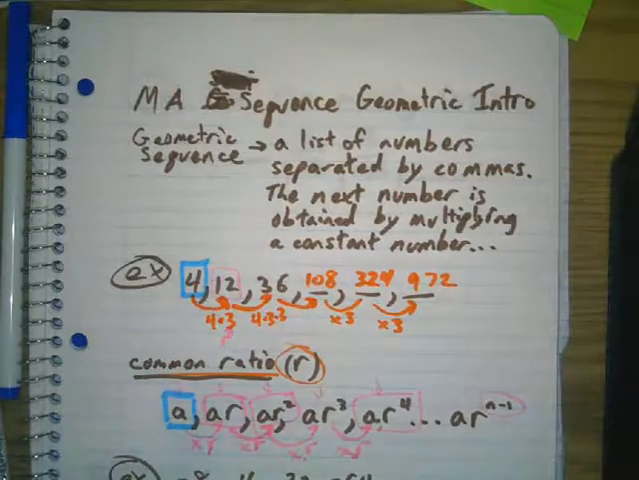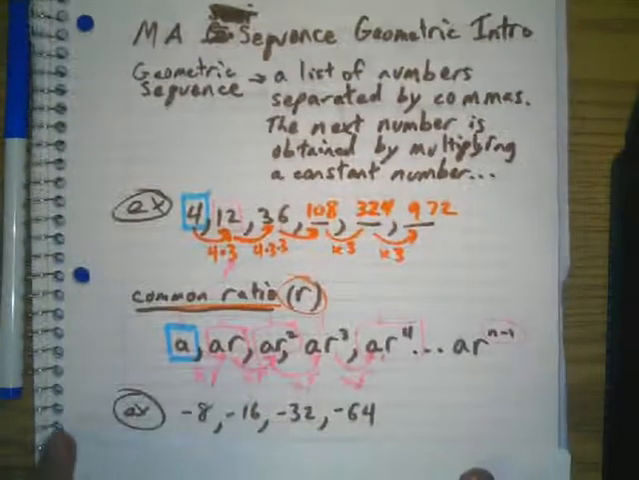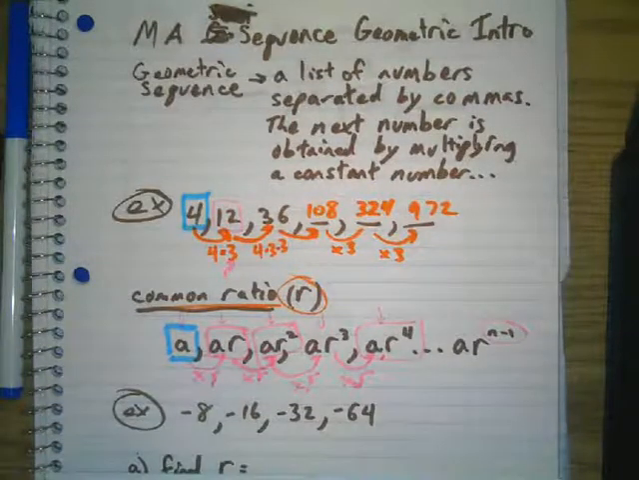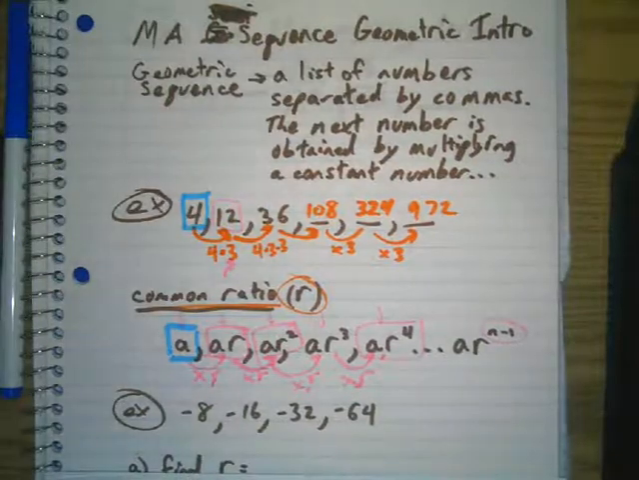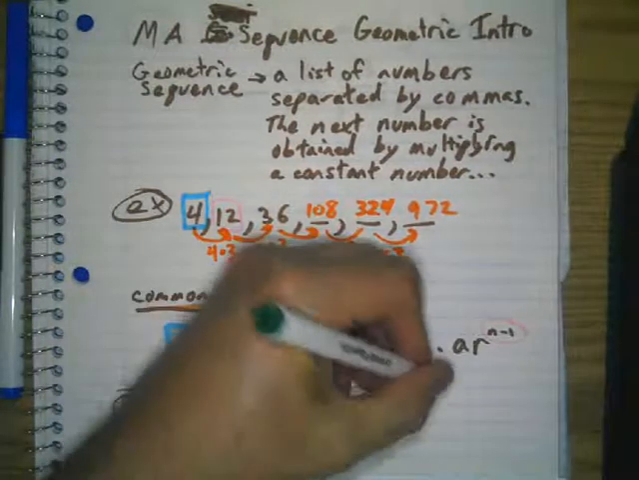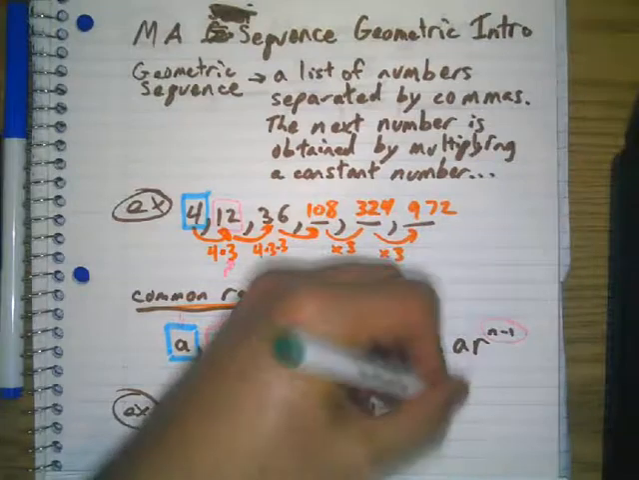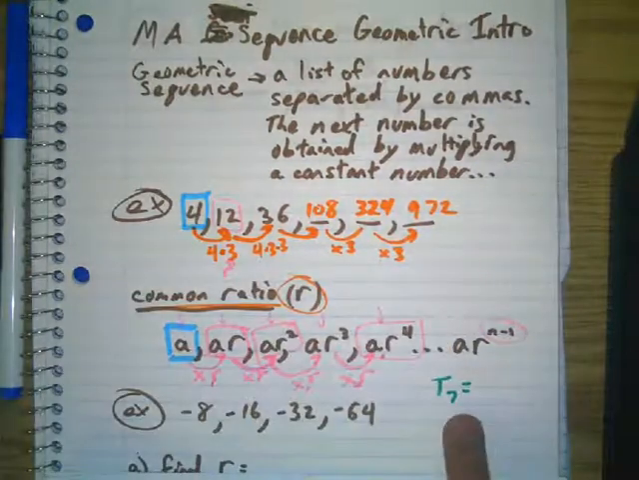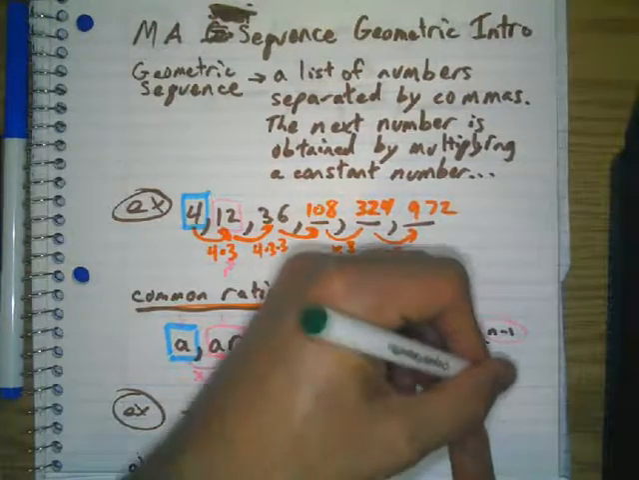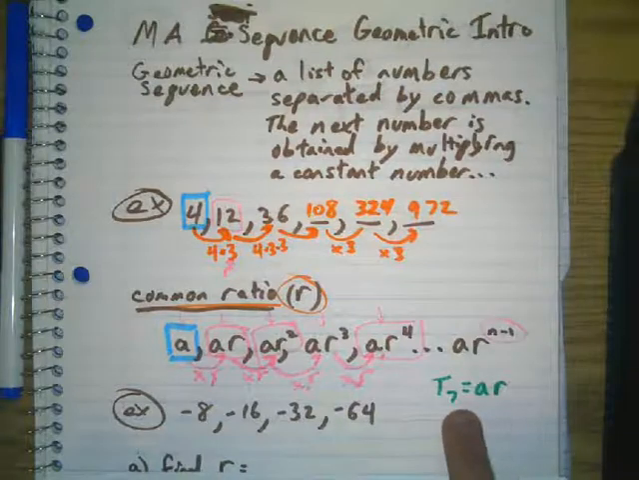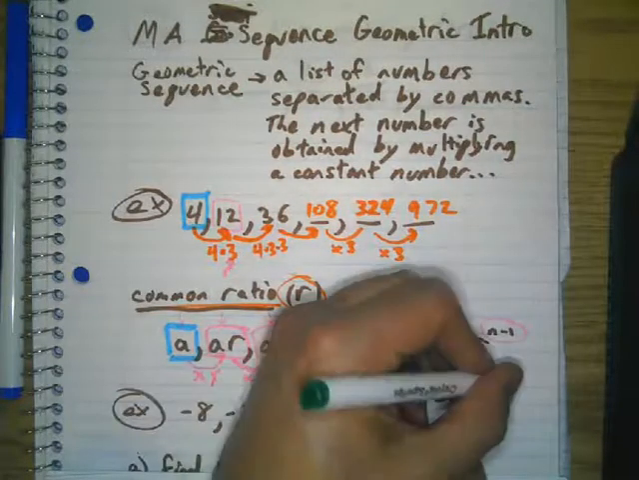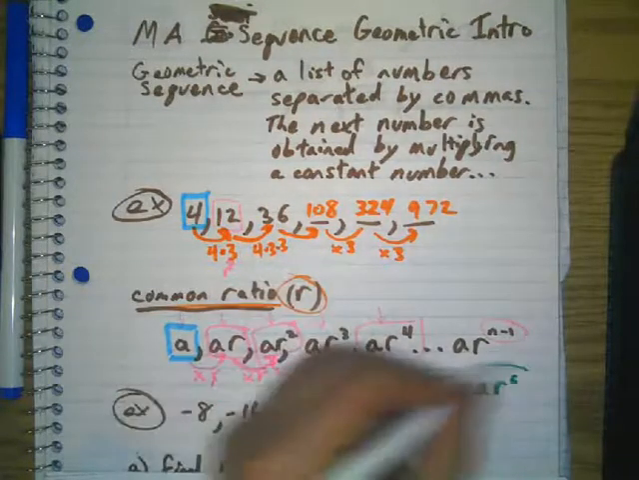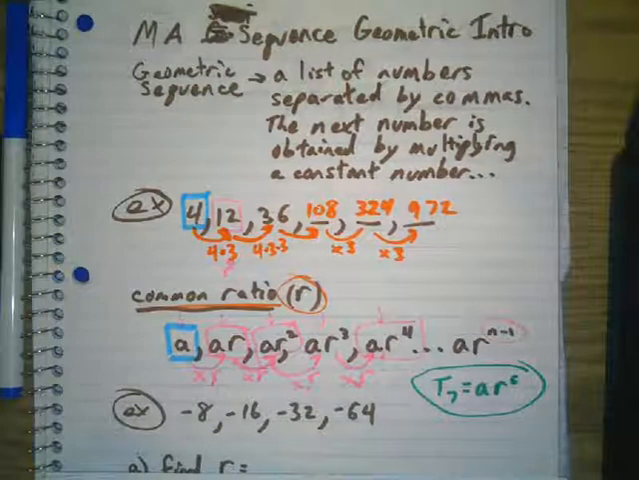So let's look at this example. Well, before we do that, if I said find the seventh term, we would have A times R to the 1 minus, and so this would be 6. Okay, now let's look at some more examples here.